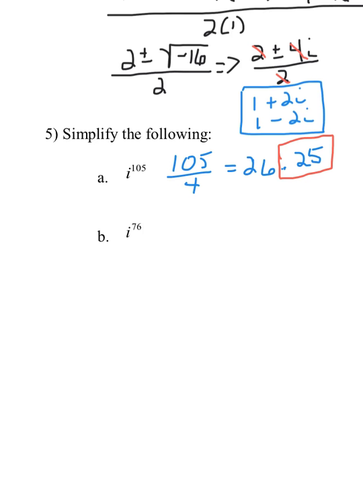So that table will be given to you on the test, so you'll have it to refer back to when doing these problems, but these are pretty easy to do. 105 divided by 4 gives me 26.25. 0.25 means that my i value is just i. i to the 105 equals i.